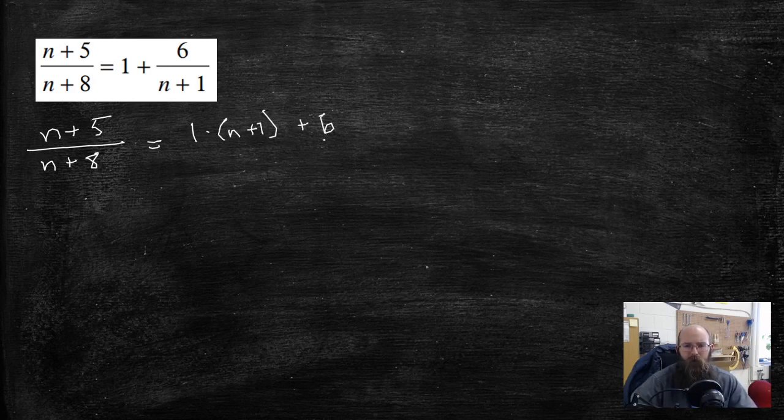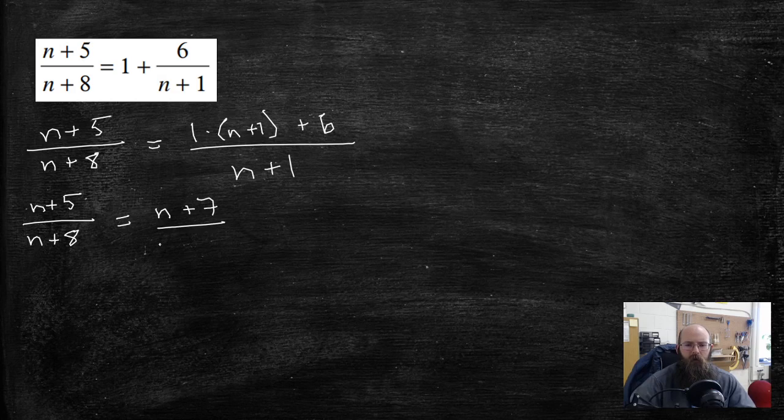So that's going to be just a plus 6 from that term. And now everything's going to be over n plus 1. I'm going to clean this up a little bit. So that's an n plus 1 times 1, so it's not going to change anything. And then plus 6, so that's going to be plus 7 over n plus 1.